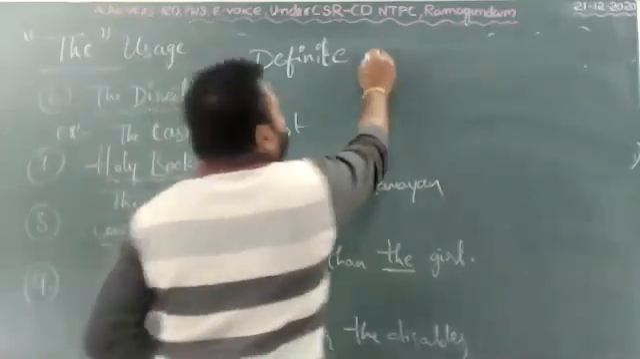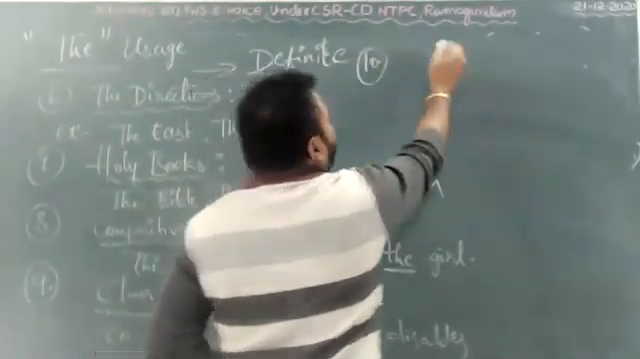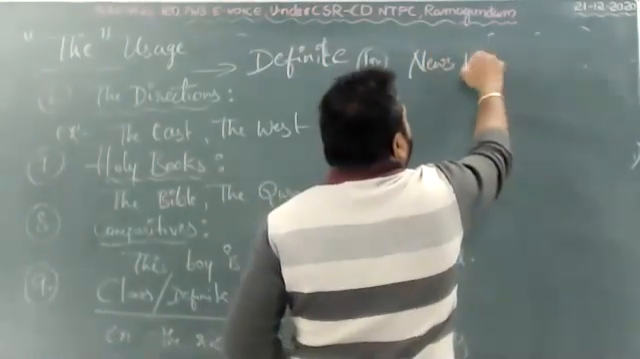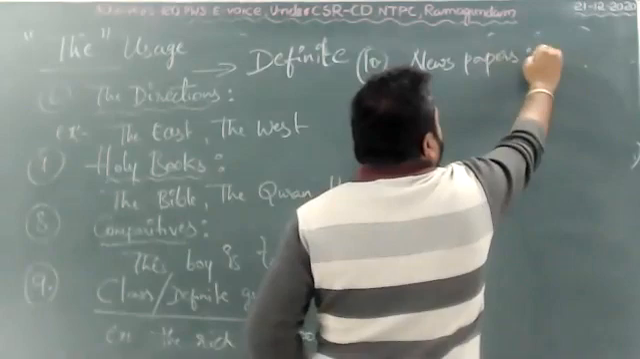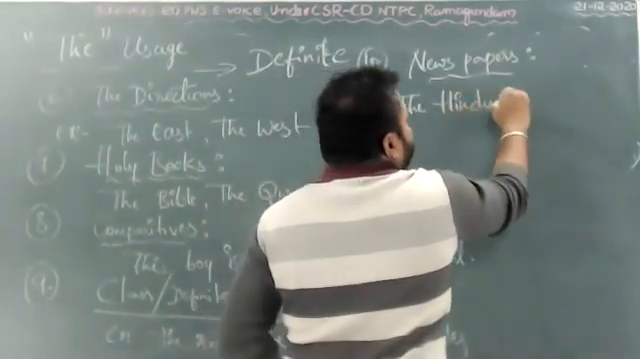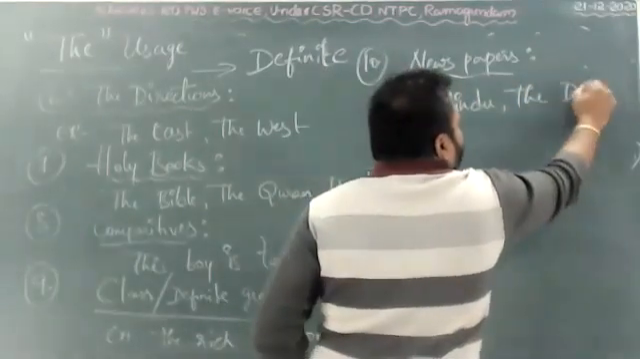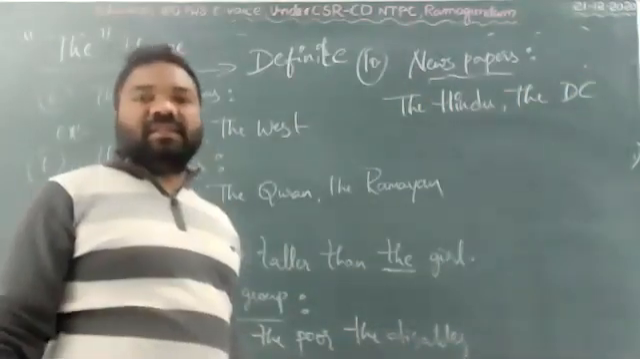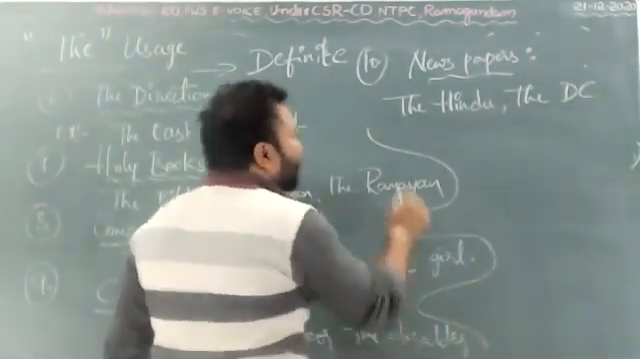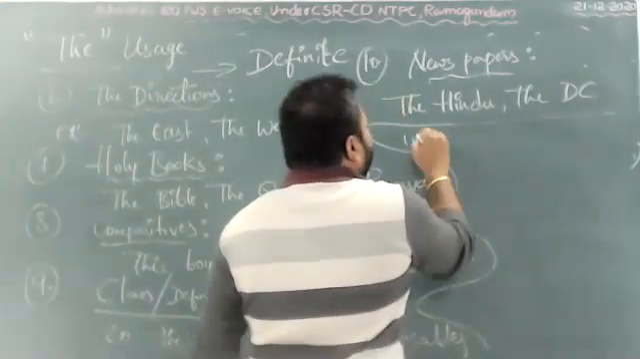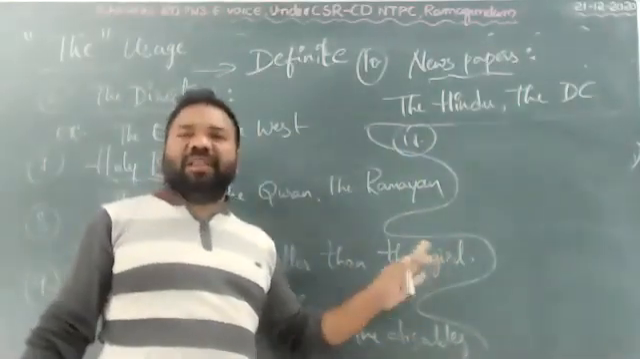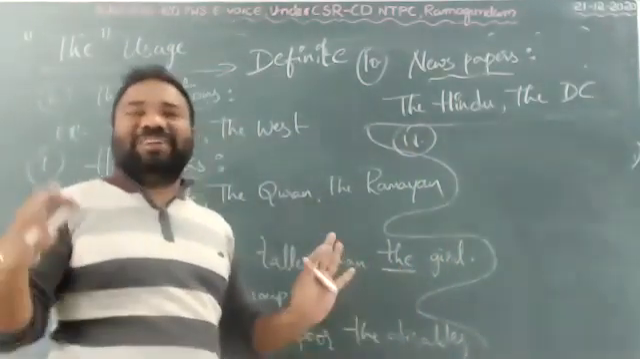Next, 10th, we have before the names of newspapers, like the Hindu, the Deccan Chronicle. All right, students. But now the 11th case, which I am going to say, you all know this, but still I have to remind these all in one particular scenario, even though those are different.